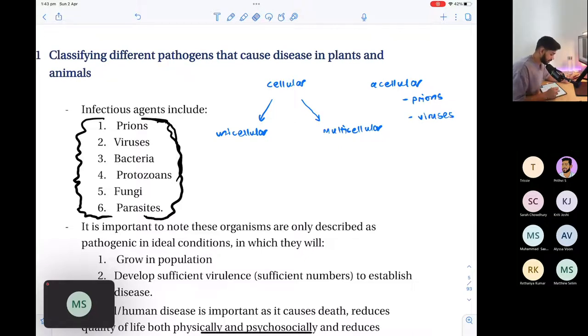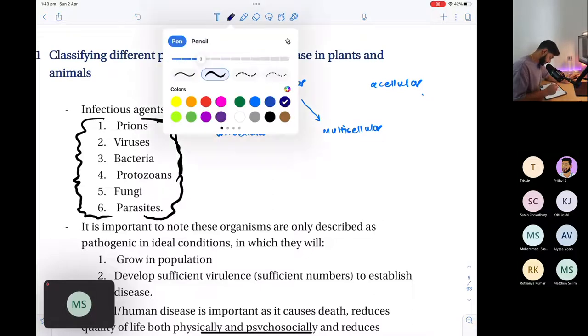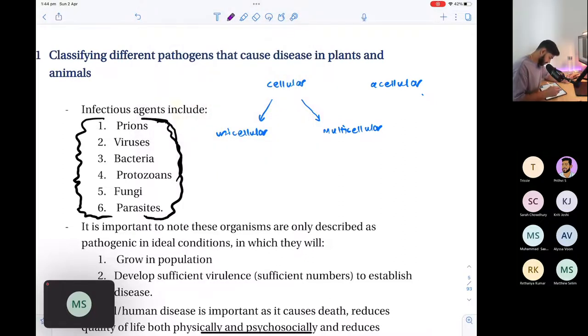So we can probably further classify this. Maybe I'll just do prion, which is a protein, and then viruses that are made up of protein and also DNA. Okay. Now, when we talk about cellular pathogens, there are a few we can talk about.